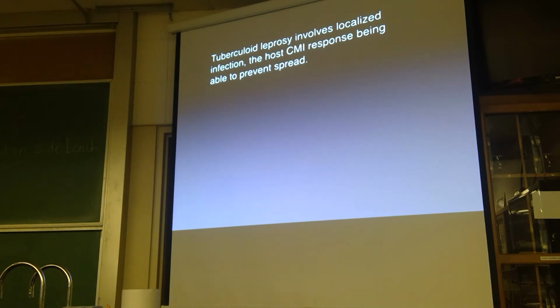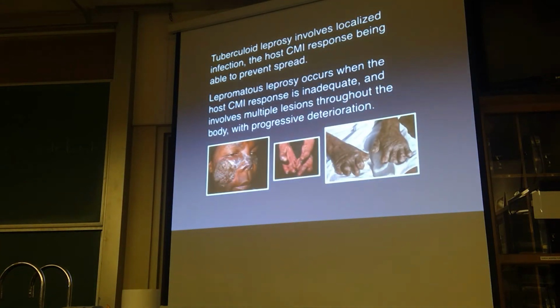So there's two forms of leprosy. Tuberculoid leprosy involves localized infection. It'll induce a cell-mediated immune response. And if your immune system is functioning properly, that should prevent the spread. Your T cells will kill them off.